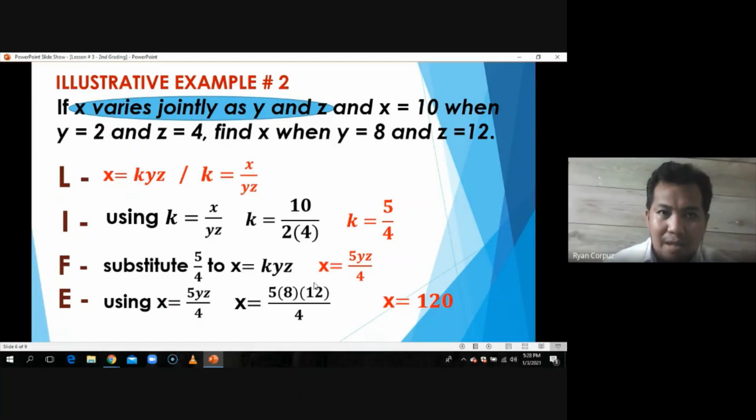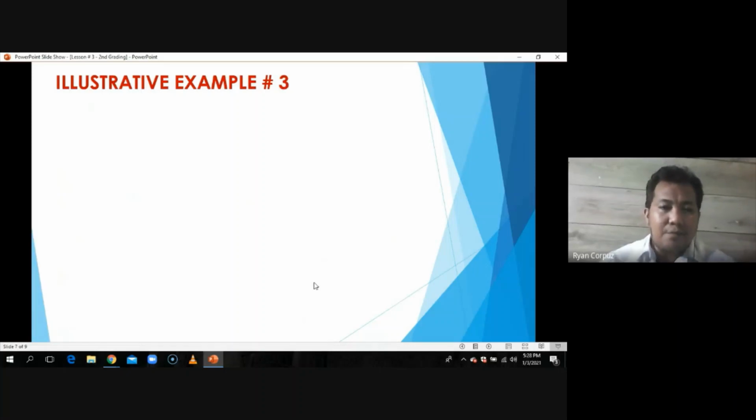Hopefully, some of you have learned how to solve joint variation. So for those who need more, let's answer more examples. Let's solve example number 3 now.